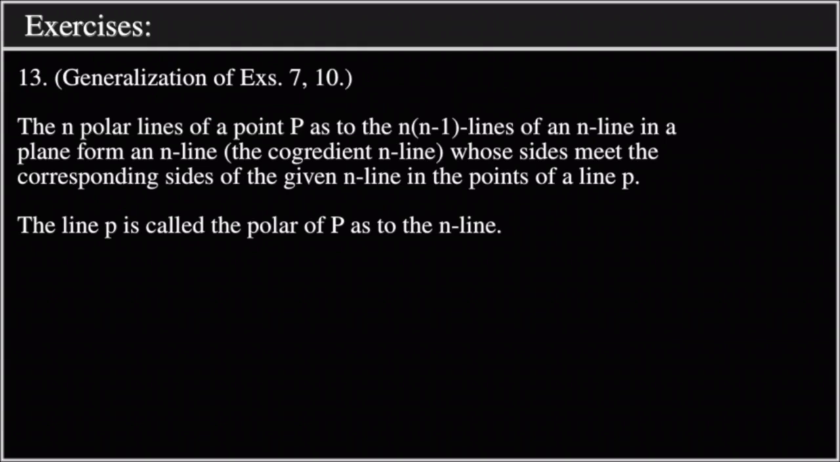13. Generalization of Exercises 7 and 10. The n polar lines of a point P as to the n-1 lines of an n-line in a plane form an n-line, the cogredient n-line, whose sides meet the corresponding sides of the given n-line in the points of a line p. The line p is called the polar of P as to the n-line. Footnote: this is a definition by induction of the polar line of a point with respect to an n-line.